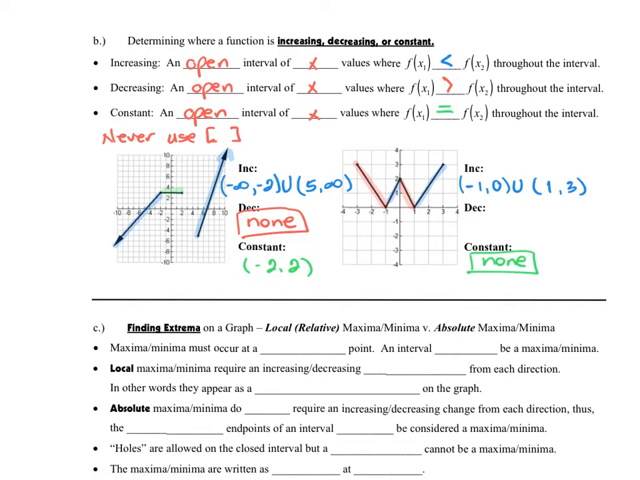My decreasing interval, I can see, is going to go from an x value of -3 to an x value of -1, where it's falling. So now I can say -3 to -1. I'm going to join that with the other interval that goes from 0 to 1. So it falls on this interval of x values. Okay, so that's increasing, decreasing, constant.